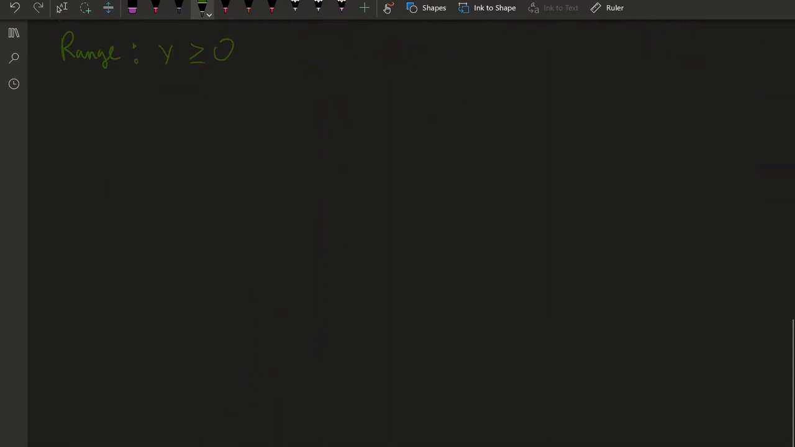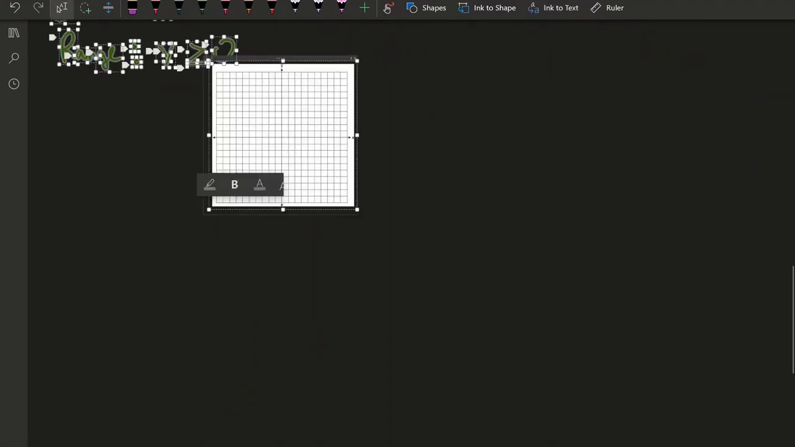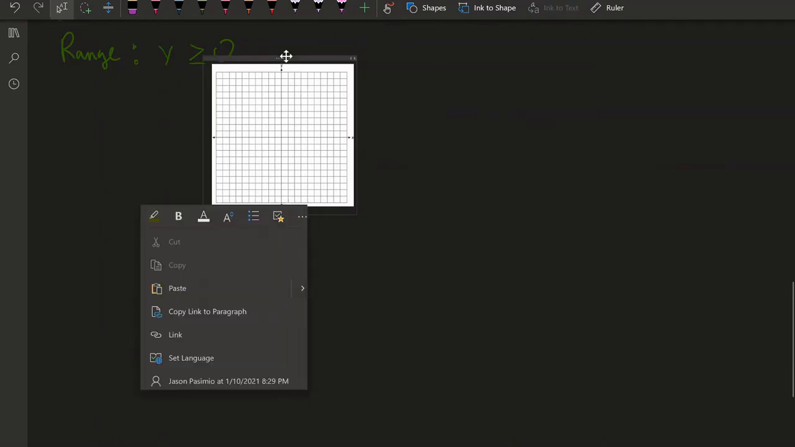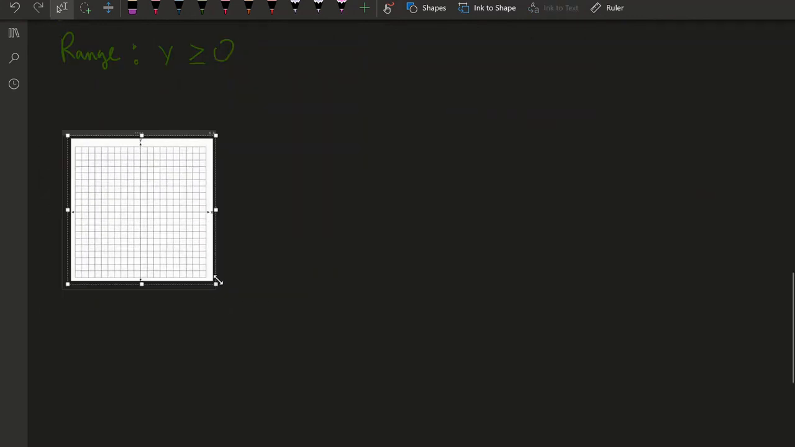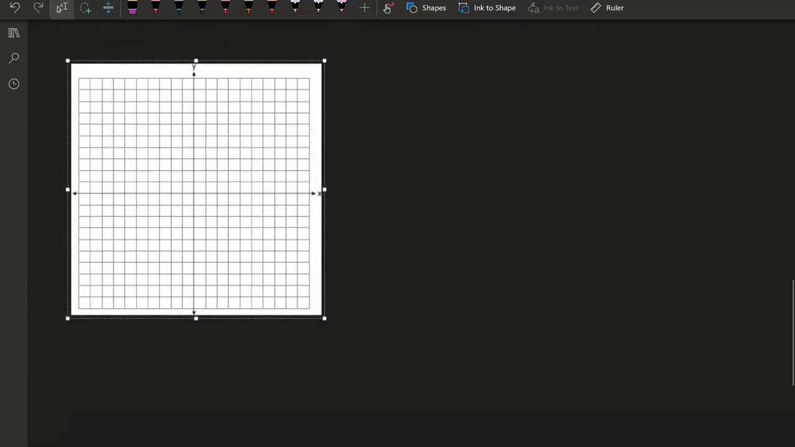Let's do one more example. Let's graph y is equal to -1/2 x squared. Now this one has 2 new things. First of all, it has a fraction in it. Second of all, it has a negative in it. But actually, it is not that different.